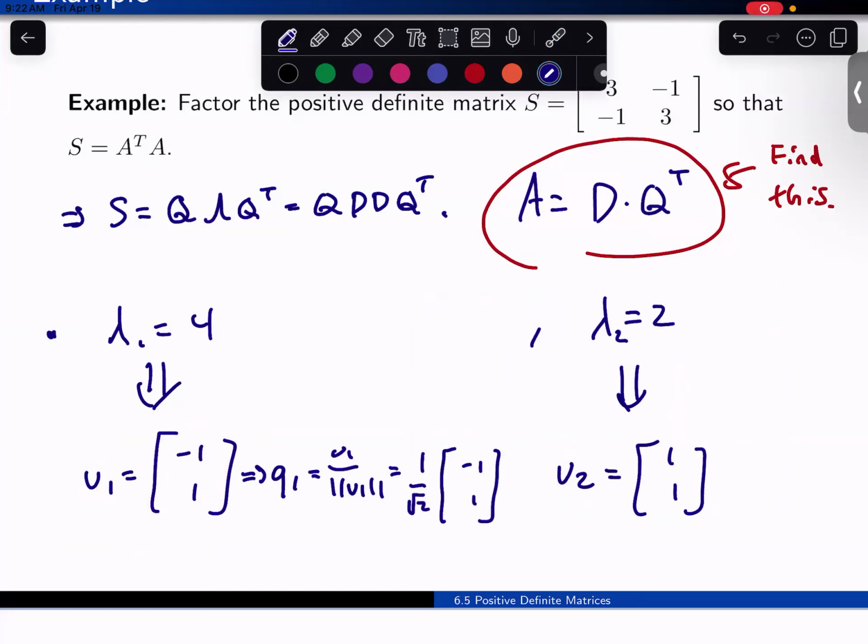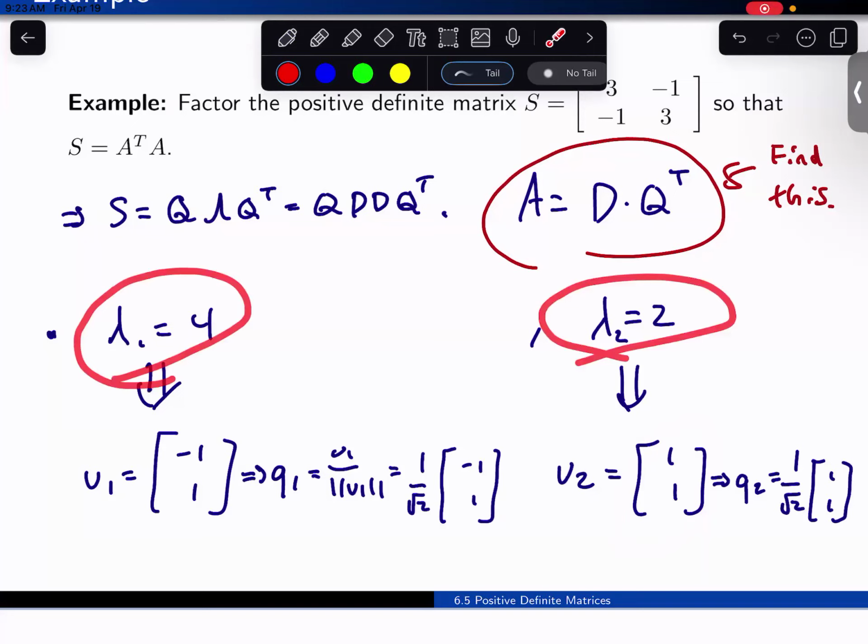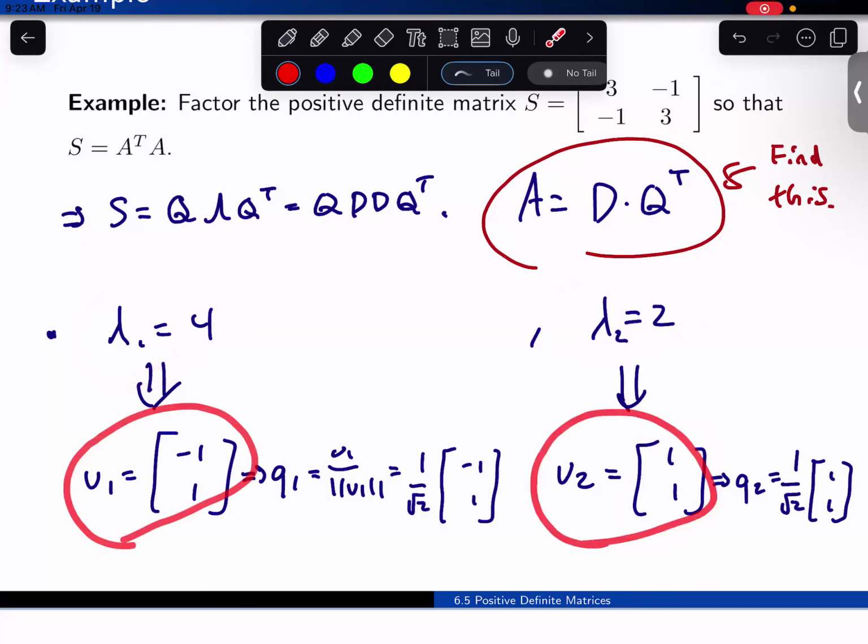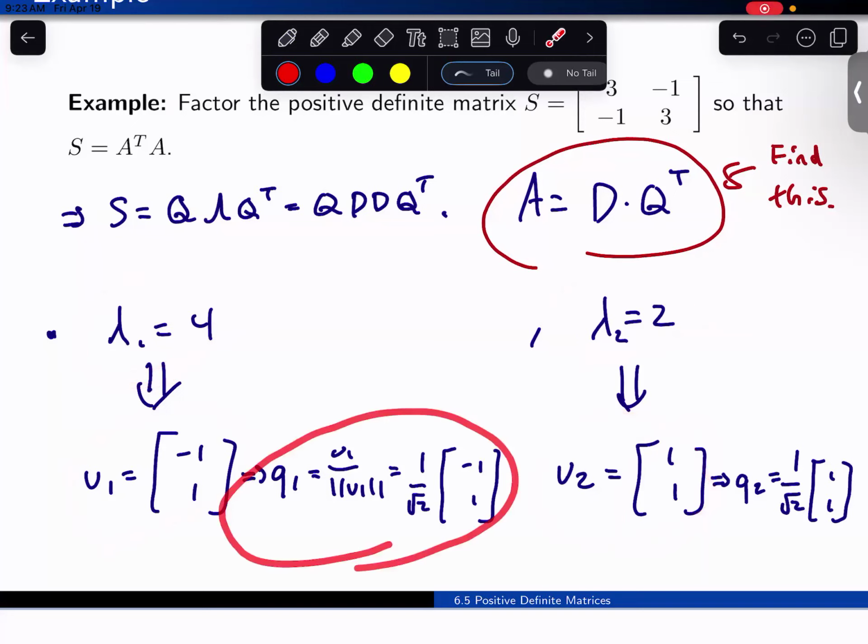And then you do the same thing with V2. So you get Q2. The length of V2 is the square root of 2 again. So this is 1 over the square root of 2 of 1, 1. So just to summarize, if you want to find an orthogonal matrix Q that diagonalizes your matrix, you find the eigenvalues, compute the corresponding eigenvectors, and then you normalize those eigenvectors. So you have orthonormal vectors.